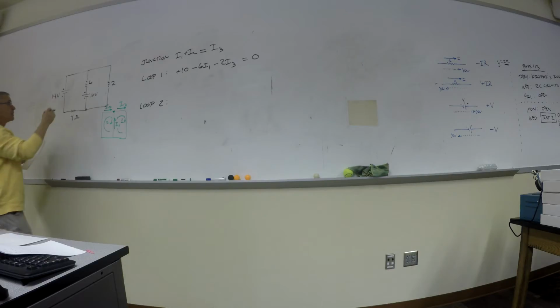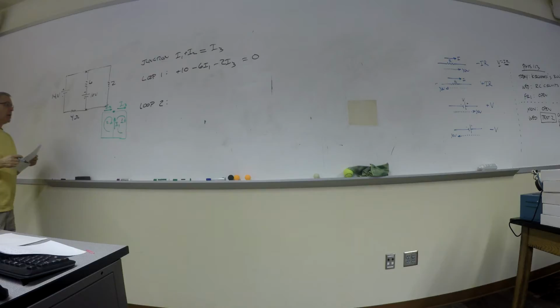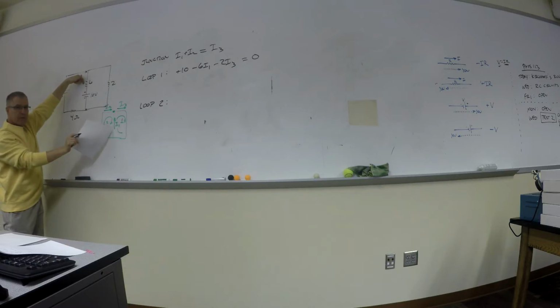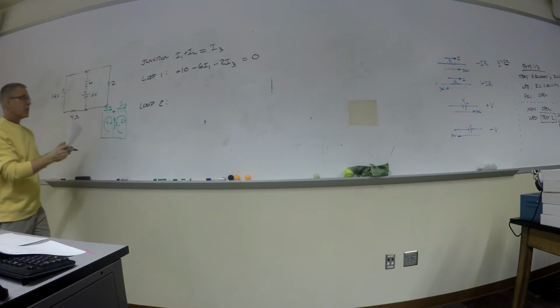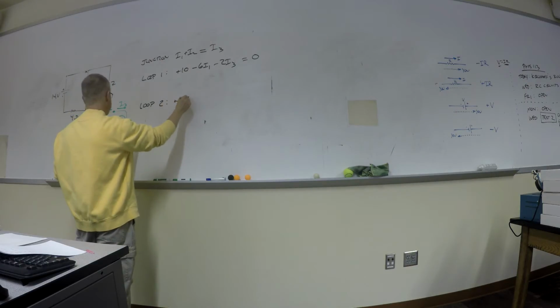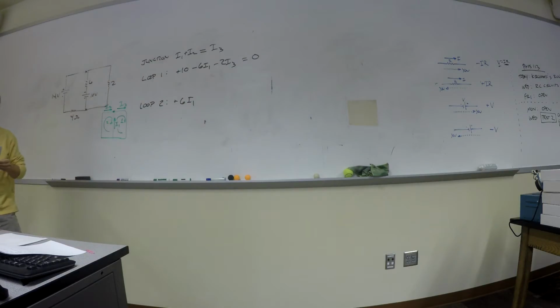Let's start right here. Again, you can start wherever you want. And we're going to go clockwise. So I come down like this. First thing I hit is a resistor. I'm now going against the current. So that's a plus. There's my resistance. Here was the current that I was fighting against.